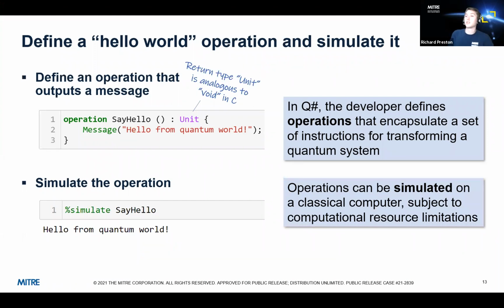So as I said, operations can be simulated on a classical computer, but subject to computational resource limitations, right? The whole point of quantum computing is that a quantum computer can do stuff and solve problems that a classical computer cannot. It turns out that if you're trying to simulate a quantum computer, the RAM requirements, the memory requirements of a classical simulation, are exponential in the number of qubits you're trying to simulate. So we can only have so many qubits to simulate. If you want more qubits, then you'll have to build better quantum hardware.